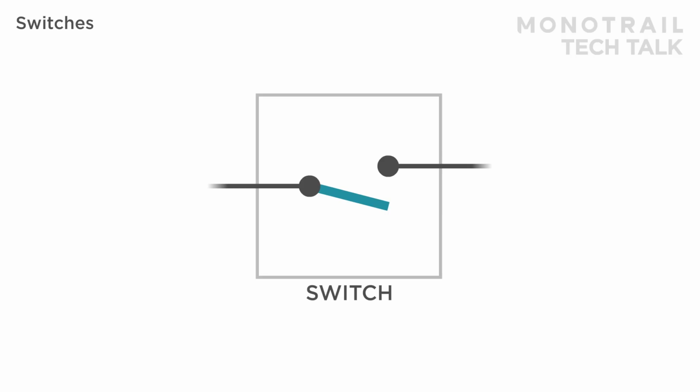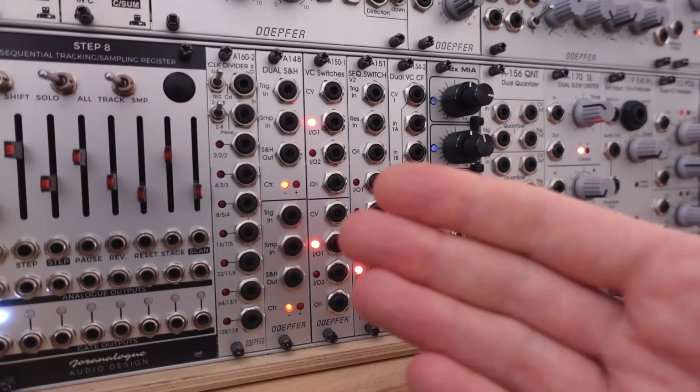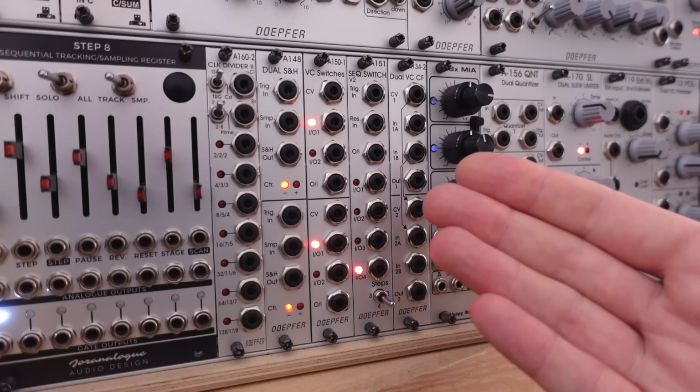Modular two-way switches utilize both positions of the switch. So if you send a signal to the input, you can switch between sending the input to one of two destinations. Different switches have different ways of operation and different features.